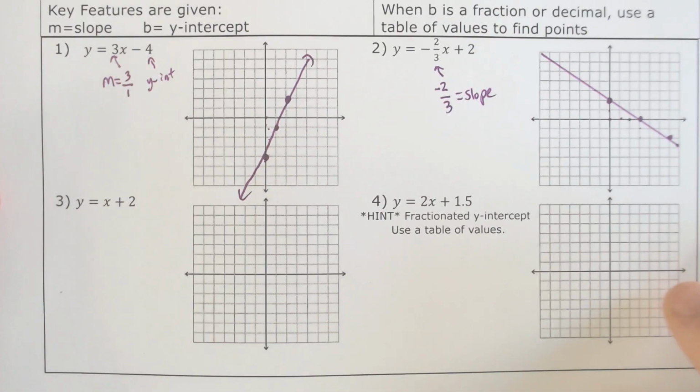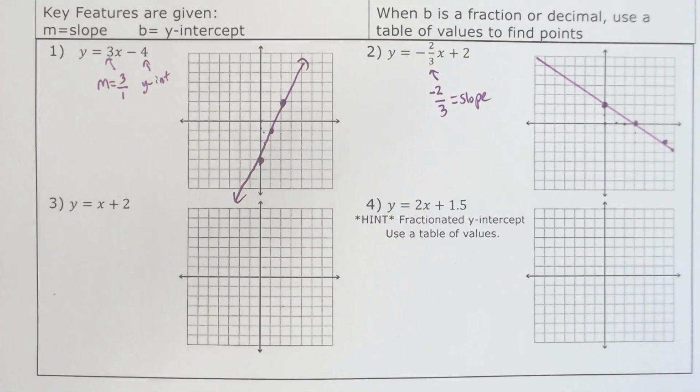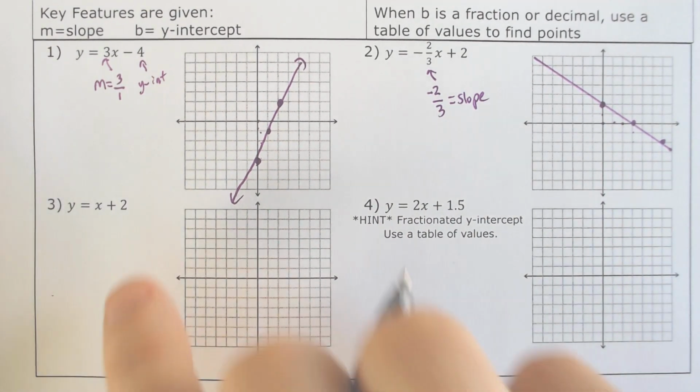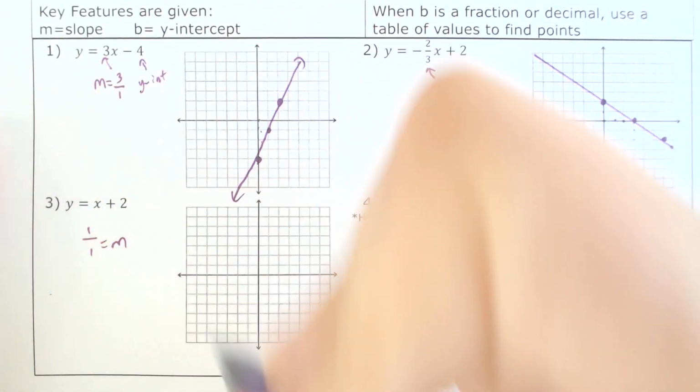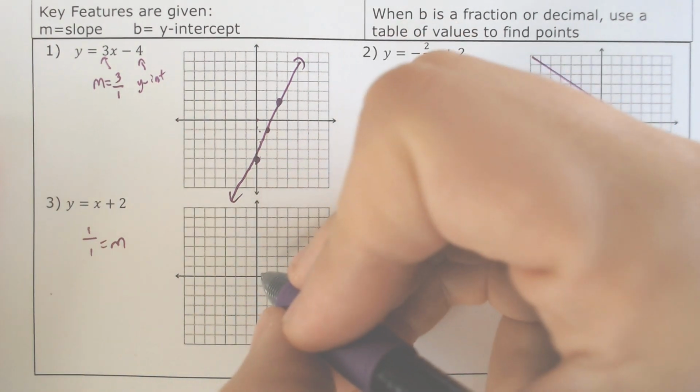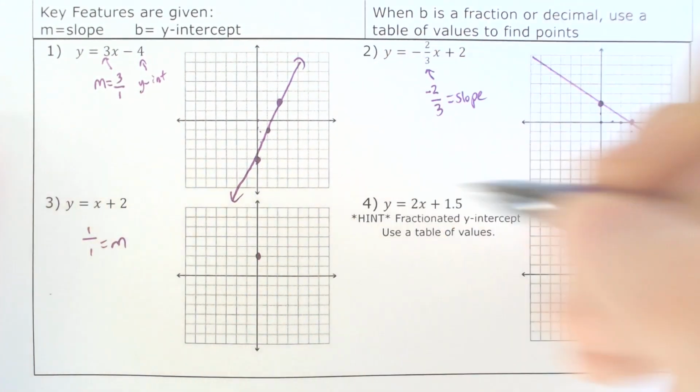All right. Now, number 3 looks like an easier problem, and it is, but sometimes people don't understand what to do when it's just a singular x, so that's why I included this one. That means your slope is 1 over 1, and your y-intercept here is 2 again.